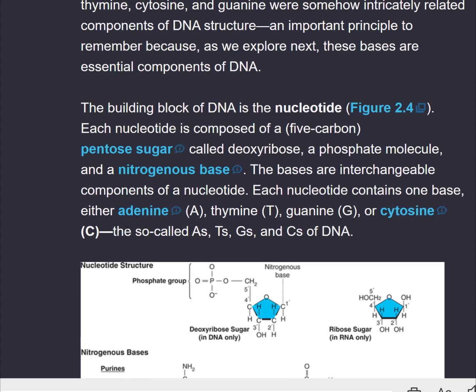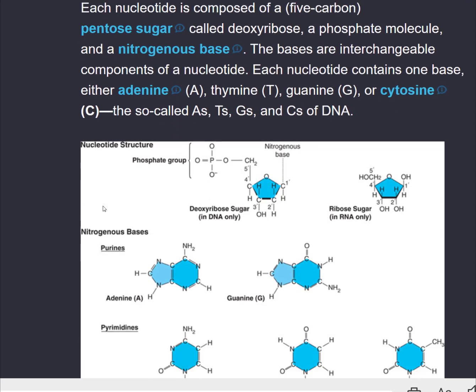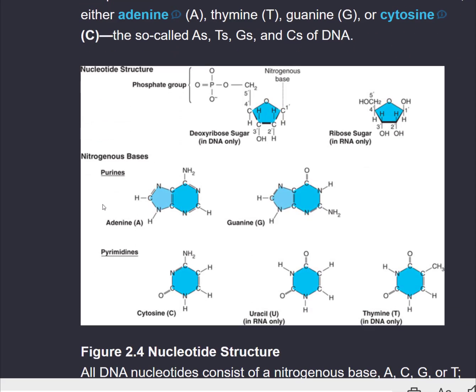Okay, and here's adenine. Adenine, abbreviated capital A, is a purine base present in DNA and RNA nucleotides. Cytosine. Cytosine, abbreviated capital C, is a pyrimidine base present in DNA and RNA nucleotides.